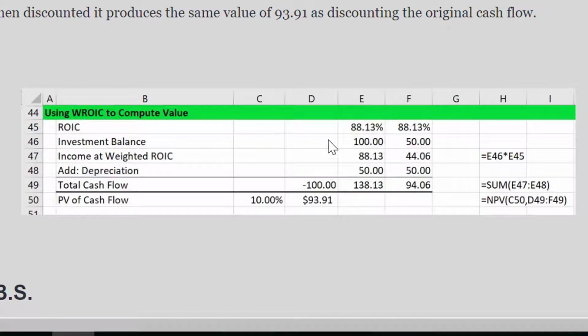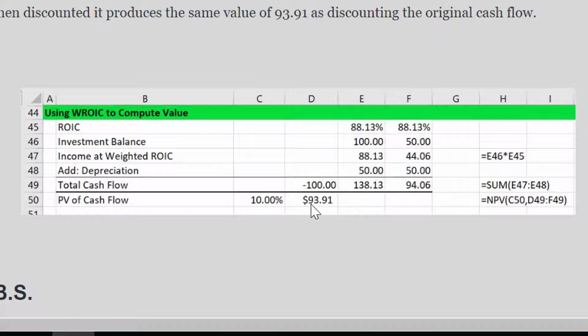This is what the weighted average ROIC does. It allows you to take any kind of investment, any company that you compute the ROIC for. When you use this ROIC in a calculation and multiply it by the investment balance, with no PVing or present value or anything else, this times this investment balance gives you an income. Add that to depreciation, get a different cash flow. NPV of that cash flow is exactly the same as the NPV.